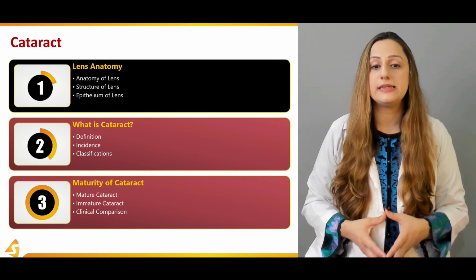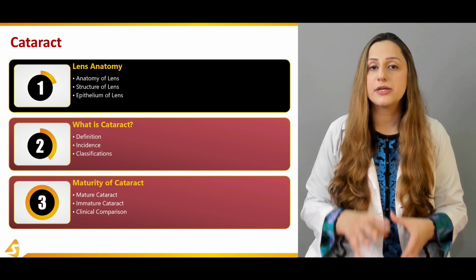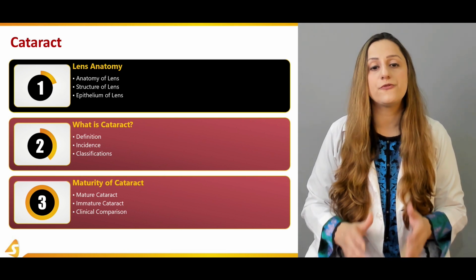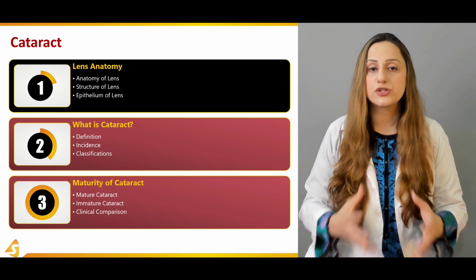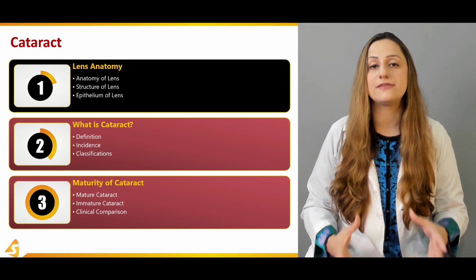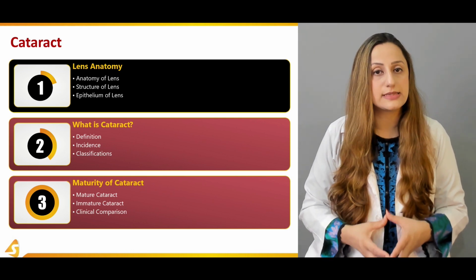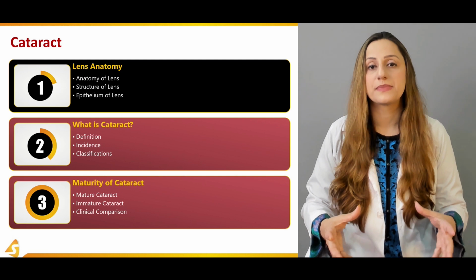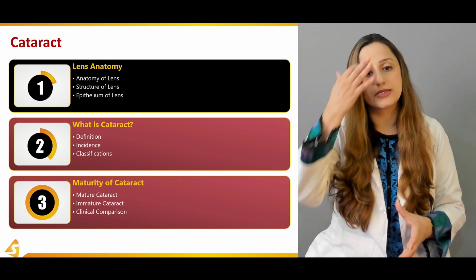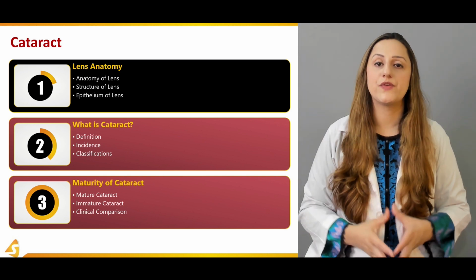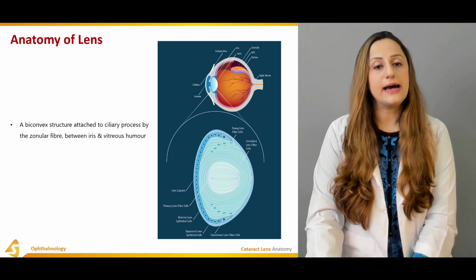We'll be discussing the anatomy of the lens in detail over here: the typical structures which form the basis for the development of cataract, the structural formation of the lens, and finally the epithelial structure of the lens. The epithelium of the lens has its particular characteristics, so we'll be discussing that in this very first section. The anatomy of the lens.